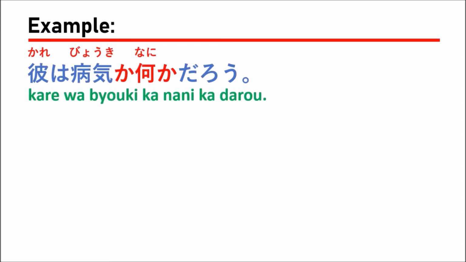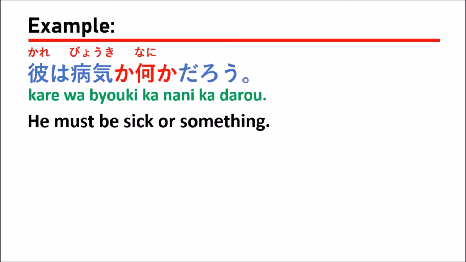The first example: 彼は病気か何かだろう。Which means, he must be sick or something. In this case, you are not sure and you don't know that person well, but you just guess in your brain that maybe, if the person looks like this, he or she should be sick. So you just guess, you're not sure. In this case, in Japanese, you can use か何かだろう, 病気か何かだろう.